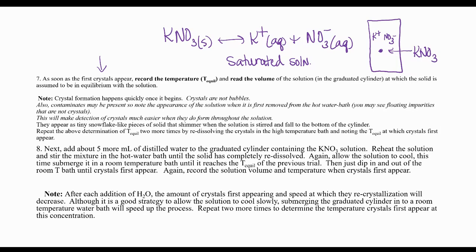Okay. Then you're going to add 5 more mils of distilled water, and you're going to reheat it till it redissolves again. Then you take it out again, let it cool, and once again find that temperature at which potassium nitrate forms as a solid. And then you do that another 2 times to confirm what you've seen, so to reproduce it. You want to try to allow the solution to cool slowly.